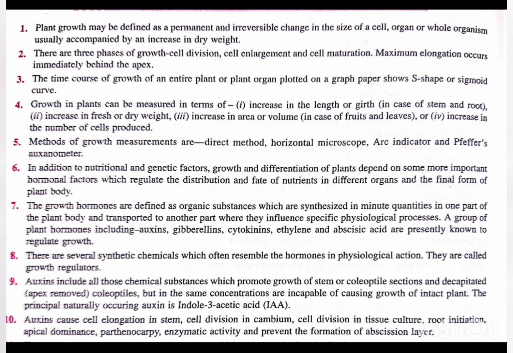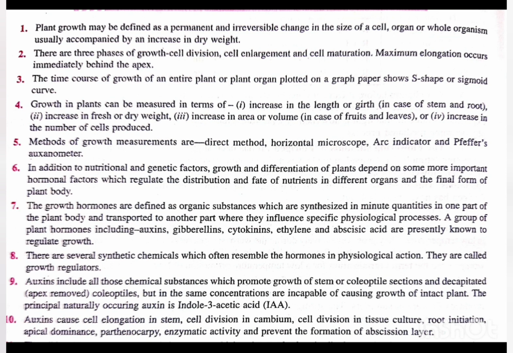The time course of growth of an entire plant or plant organ plotted on a graph shows an S-shaped or sigmoid curve. So the plant growth curve is a sigmoid curve. Growth in plants can be measured in terms of increase in length or girth or diameter, increase in fresh weight and dry weight, then increase in area or volume, increase in the number of cells produced.